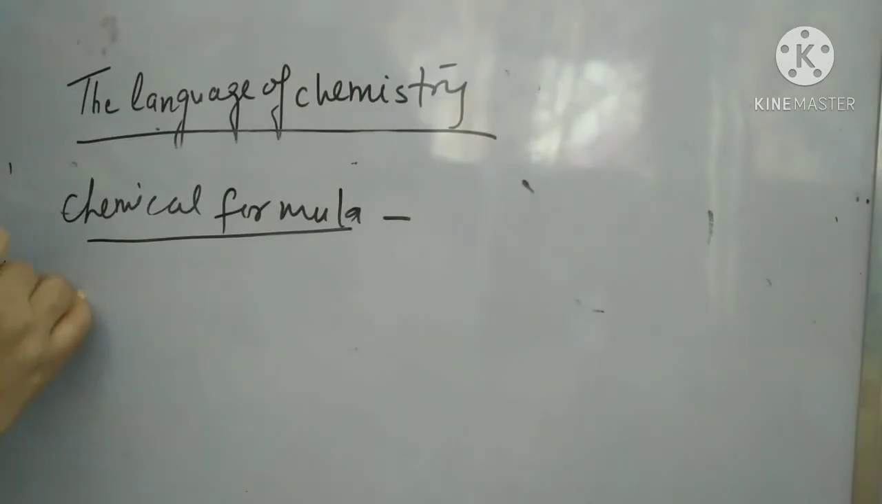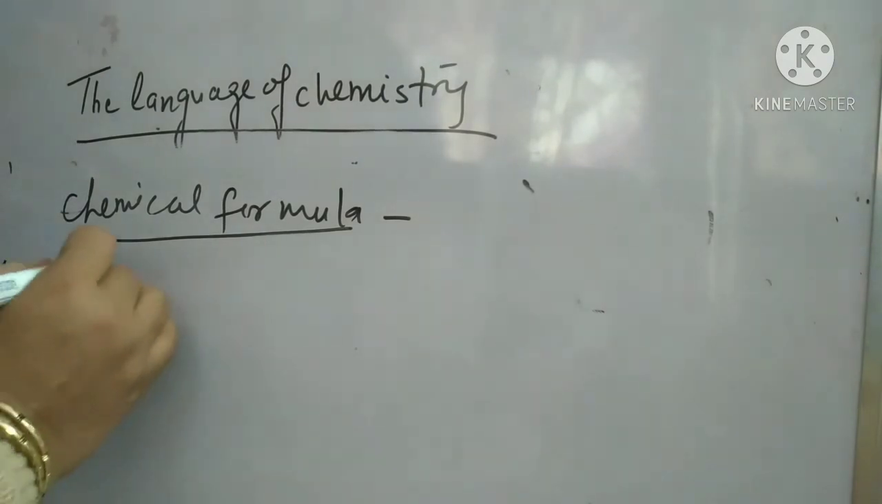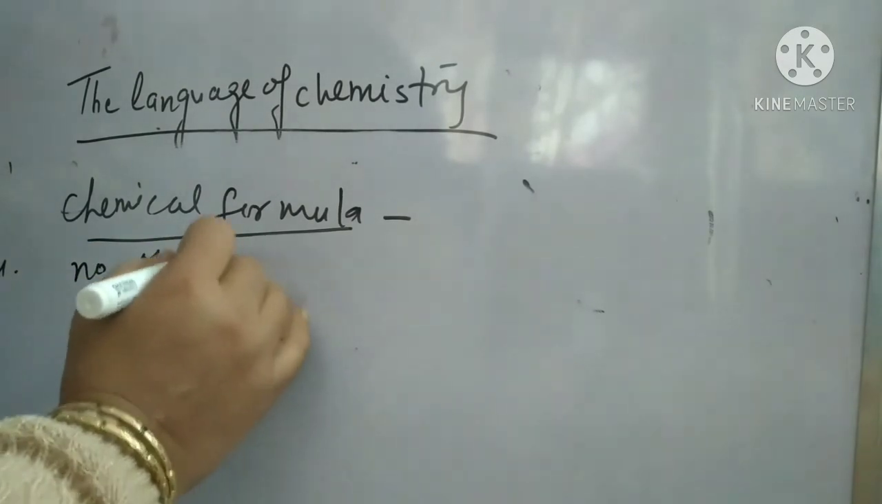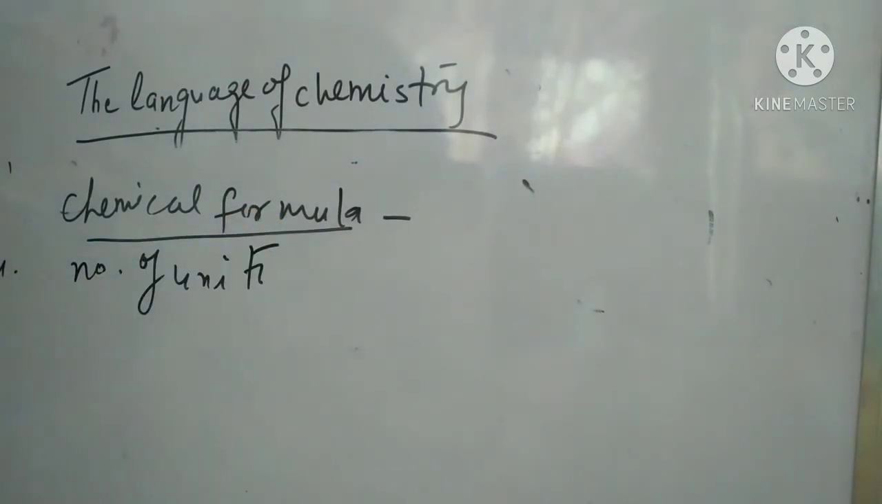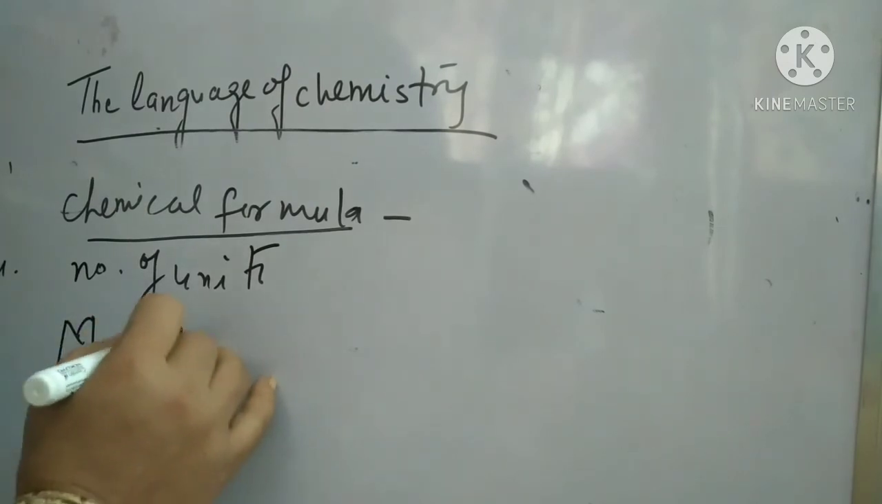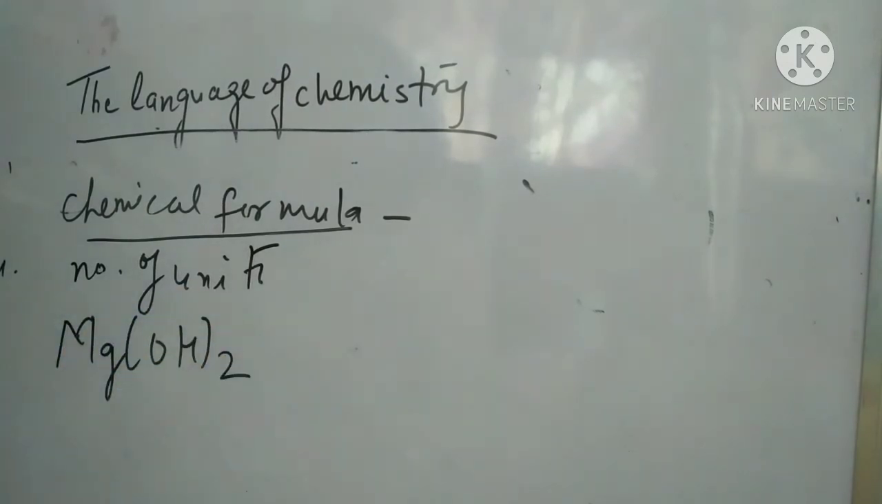Now the fourth point, a molecular formula also indicates the number of units of the radicals present in a compound with the proper subscript outside the unit of the radical. Now, if magnesium hydroxide is there, so now this 2 is the subscript which is outside the unit of the radical.